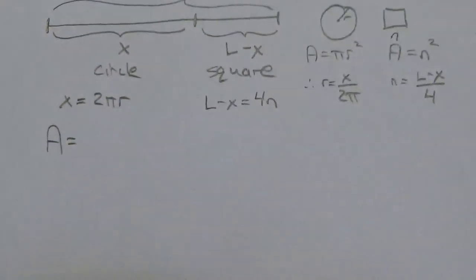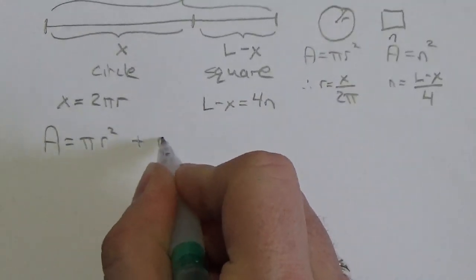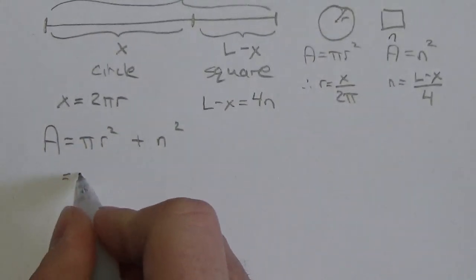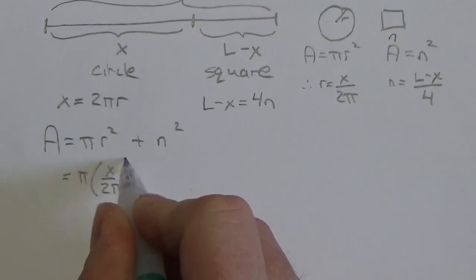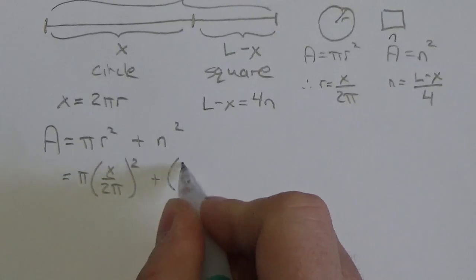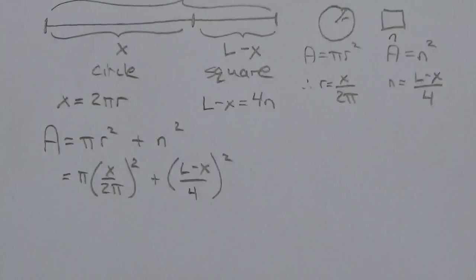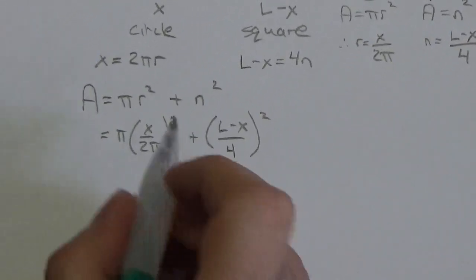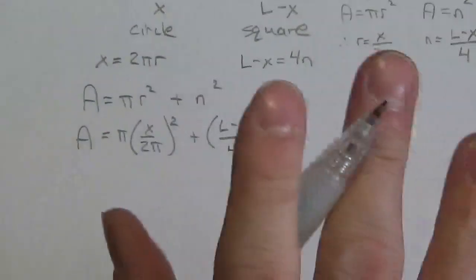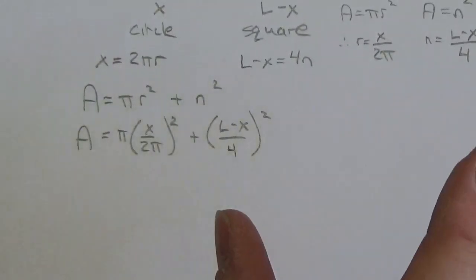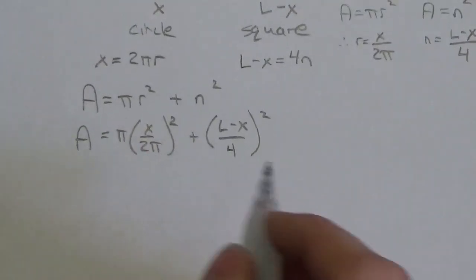Now I'm going to put those into my formulas here. So the area will be pi r squared plus n squared. But now this will be pi times (x over 2 pi) squared plus ((L minus x) over 4) squared. So now I've done the substitution, and I've got an expression for the area just in terms of the variable x. Remember, L is a constant here, and pi is also a constant.